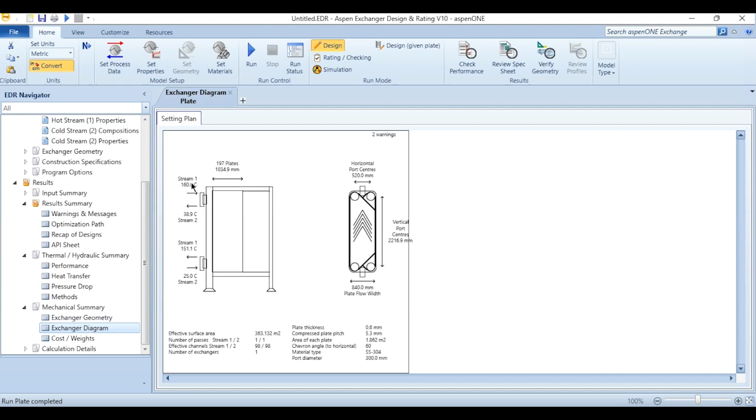Stream 1 is the entering stream, which is the steam in the system, and stream 2 outlet is water out. So steam is entering at 160 degrees centigrade, and water outlet at 38.9 degrees centigrade, which is absolutely fine. Then the steam is exiting at 151.1 degrees centigrade, and the water is entering at 25 degrees centigrade. So these are the given conditions. The material type selected is stainless steel 304. Area of each plate, plate thickness, and everything is given over here.